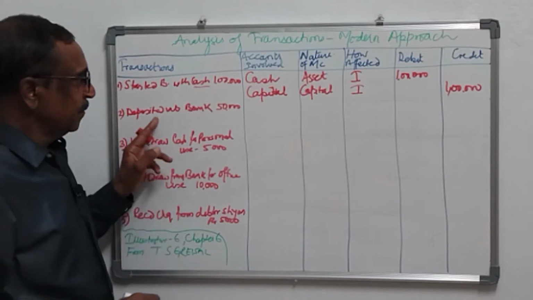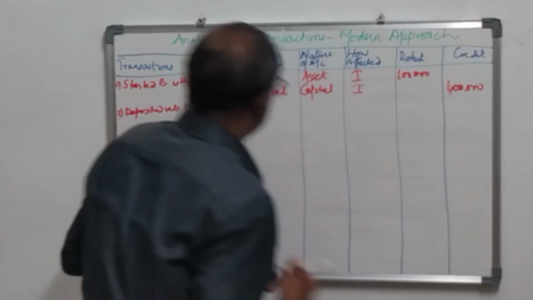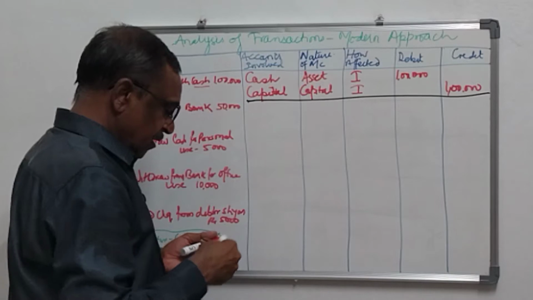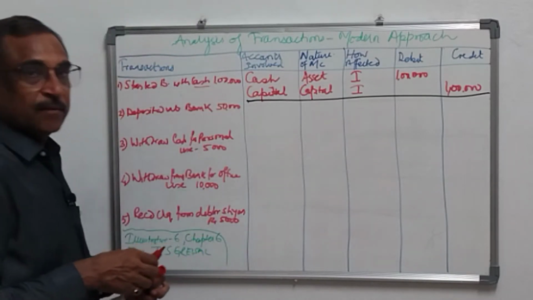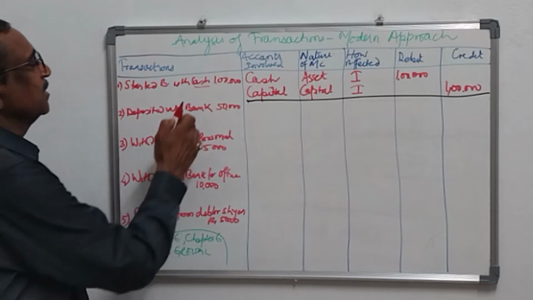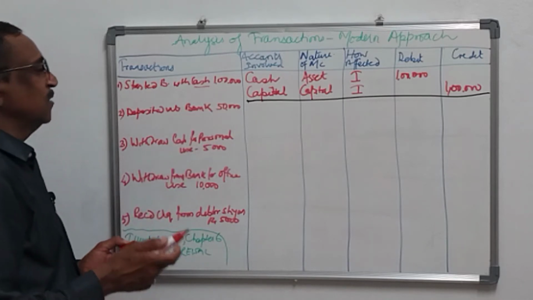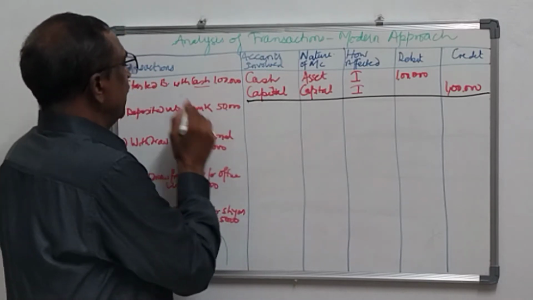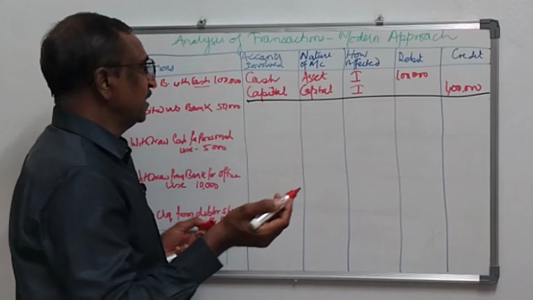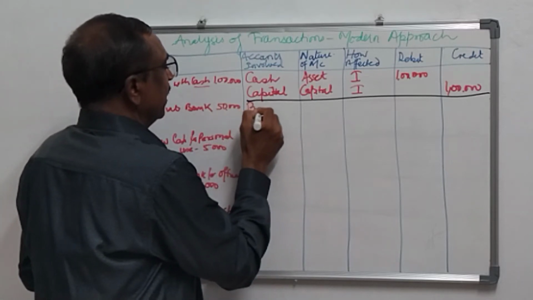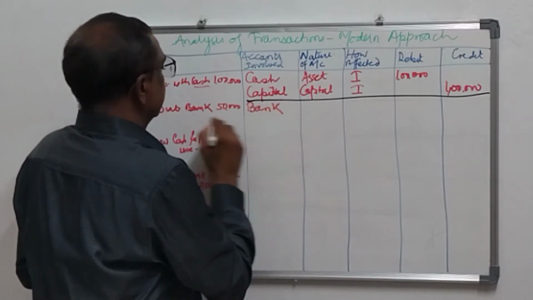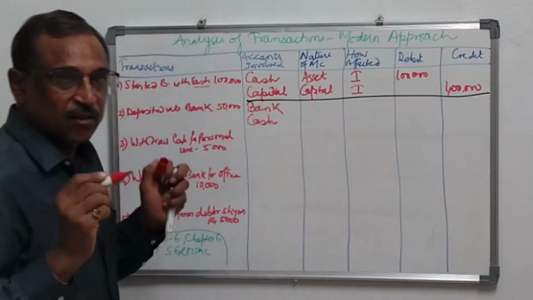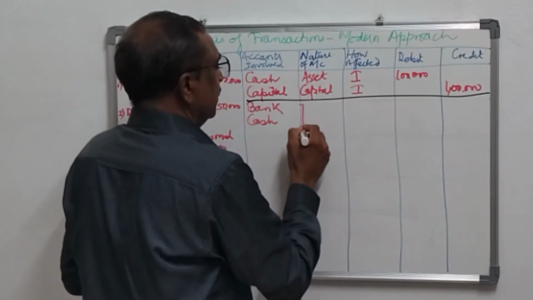Deposited into bank. Now you are opening one account in the bank and you have deposited 50,000. So two accounts that we can see involved are bank and cash. So bank is coming into the picture. You are depositing the amount in bank. Bank and cash both are your assets.